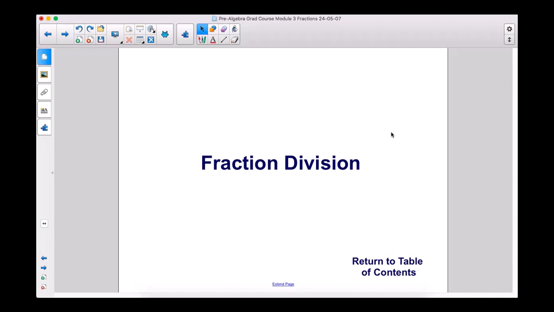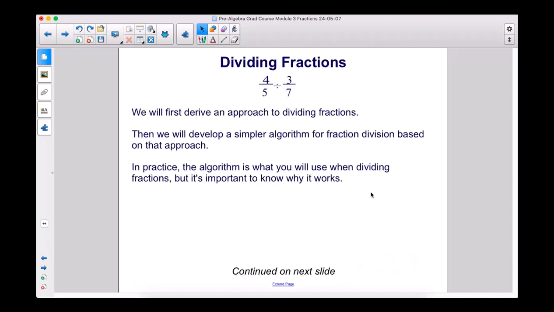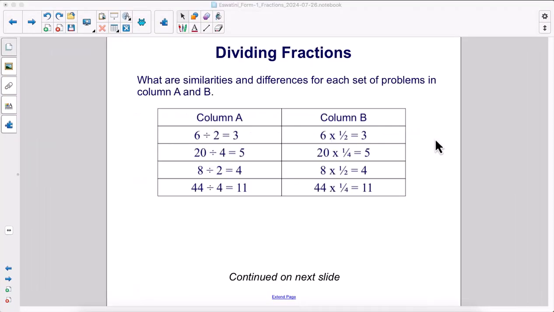Fraction division. We will first derive an approach to dividing fractions. Then we will develop a simpler algorithm for fraction division based on that approach. In practice, the algorithm is what you will use when dividing fractions, but it's important to know why it works. What are the similarities and differences for each set of problems in column A and column B?